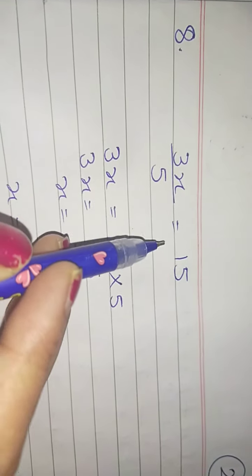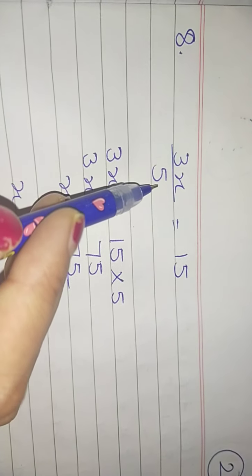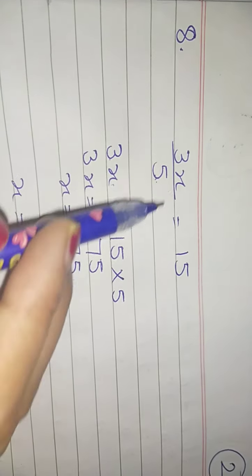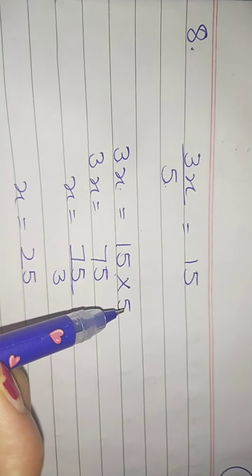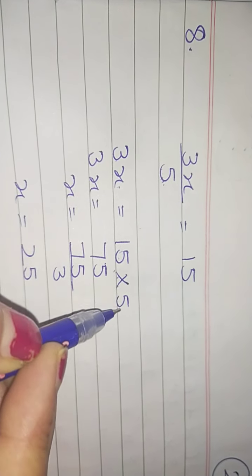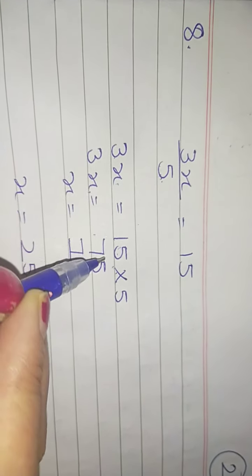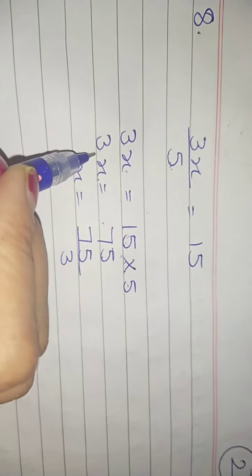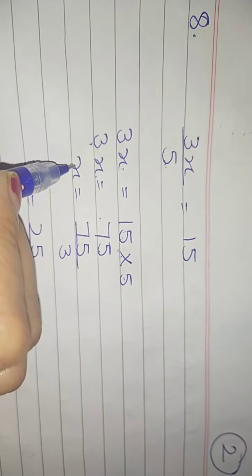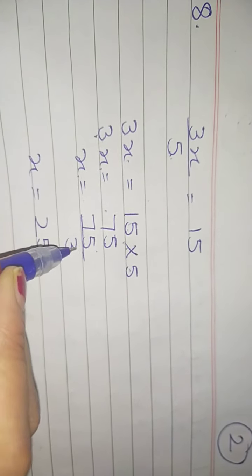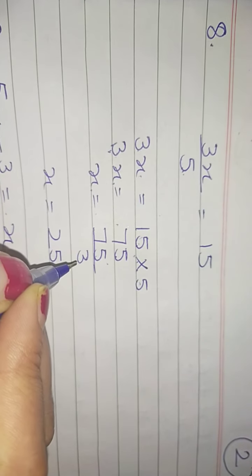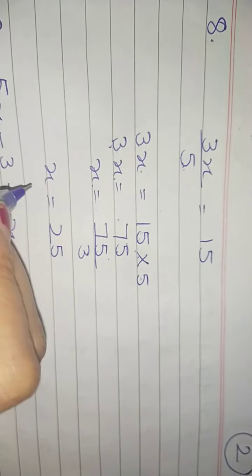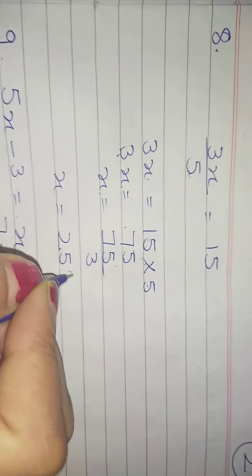Now coming to question number 8. 3x upon 5 is equals to 15. First of all we will transpose this 5. 3x is equals to 15, as it is divided here, so on transposing it will be multiplied. So 3x is equals to 15 multiplied by 5. Thus 3x is equals to 15 5s are 75. Now we will transpose this 3. So x is equals to 75 divided by 3, because here it is multiplied by x. So on transposing it will be divided. Thus x is equals to 25.